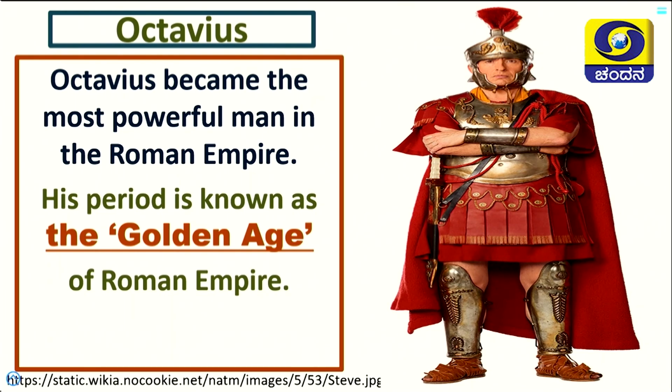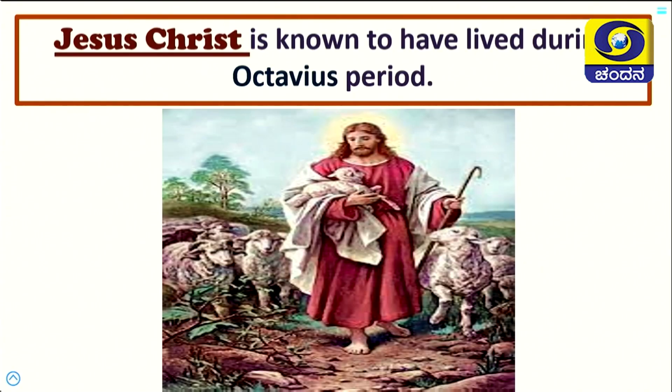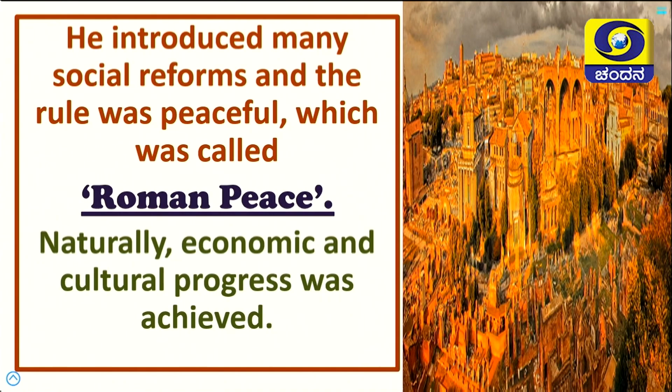Octavius became the most powerful man in the Roman Empire. His period is known as the Golden Age. Why is that? Let's learn it in future. You must be wondering that Jesus Christ was there in the period of Octavius. He introduced many social reforms and the rule was peaceful. So it is called Roman peace. Naturally, during that time, economic and cultural progress were also achieved like anything.